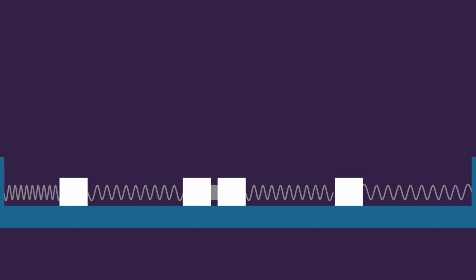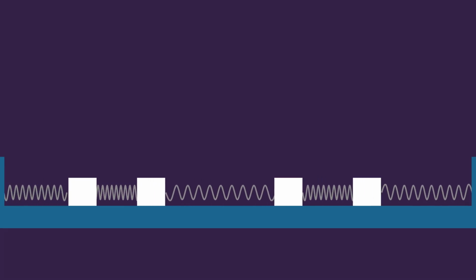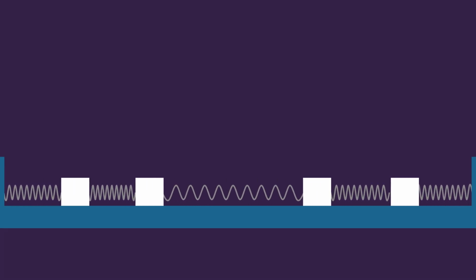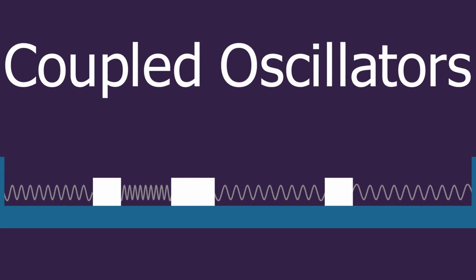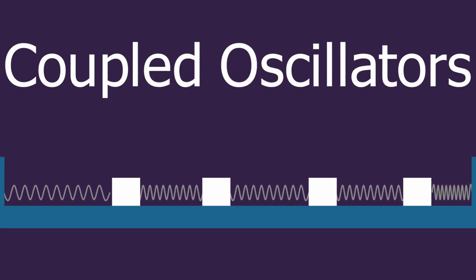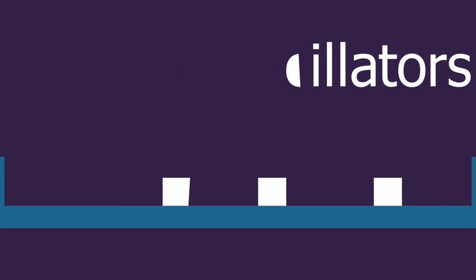Look at this system of masses and springs. The movement may look periodic, but it most definitely is not. This system is known as a system of coupled oscillators, and it has very interesting properties. Analyzing it can teach us a lot about differential equations, periodic functions, and more.